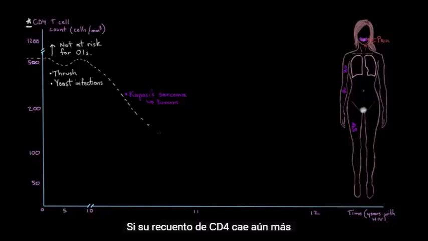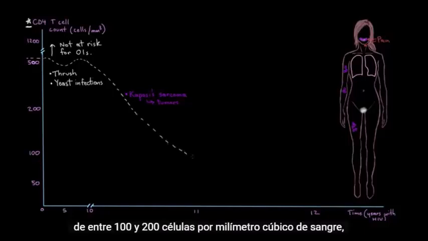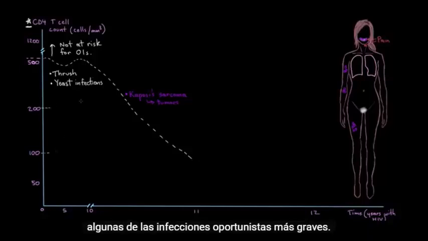If your CD4 count drops even further to between 100 and 200 cells per cubic millimeter of blood, then you might develop some of the more severe opportunistic infections.